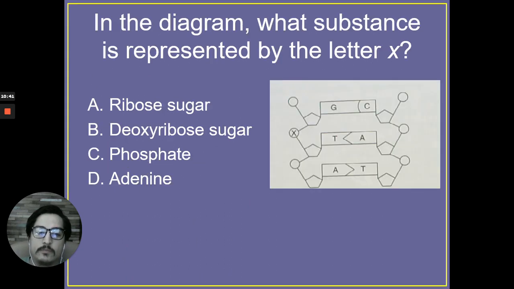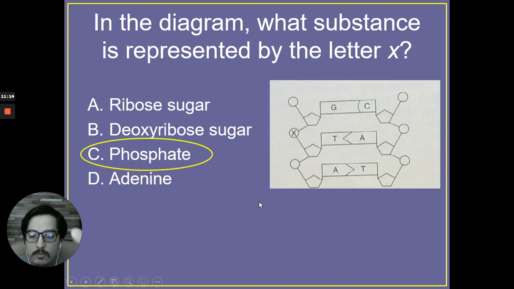Let me give you an example here. This is a slightly different drawing, but you should be able to know it too, because you have a circle, a little pentagon, and then a little box. So you have the phosphate, sugar, base. In this diagram, what substance is represented by the letter X? Is it ribose sugar, deoxyribose sugar, phosphate, or adenine? The answer is phosphate, C. If you got it right, on the bottom here you have little emojis. Give me a thumbs up if you got it right. Give me a thumbs down if you didn't. It's okay. You can try next time.